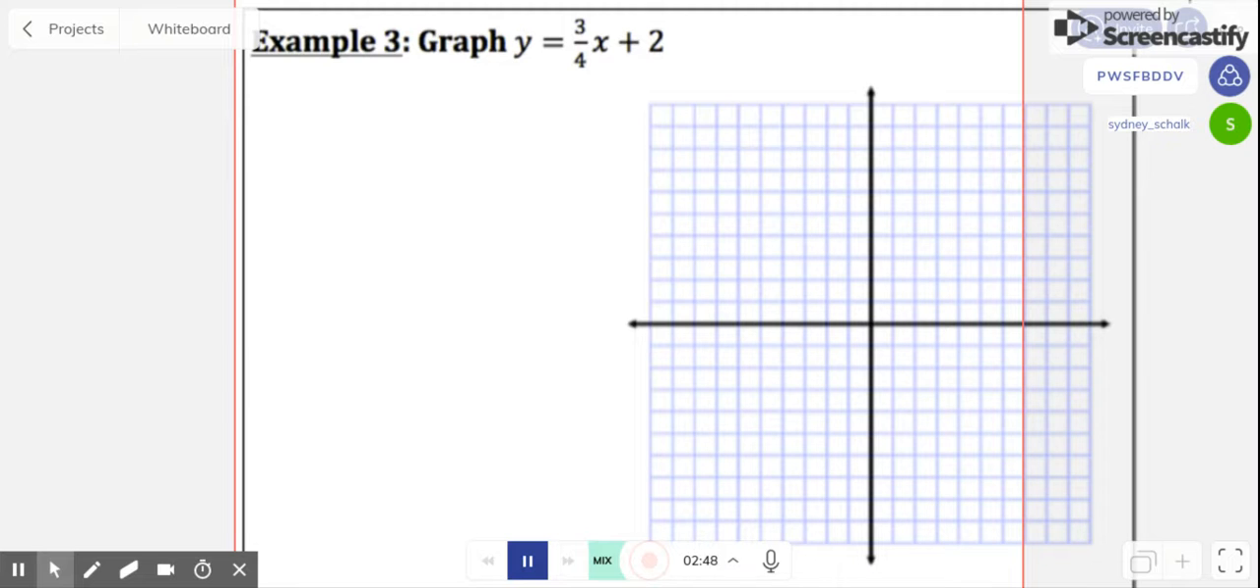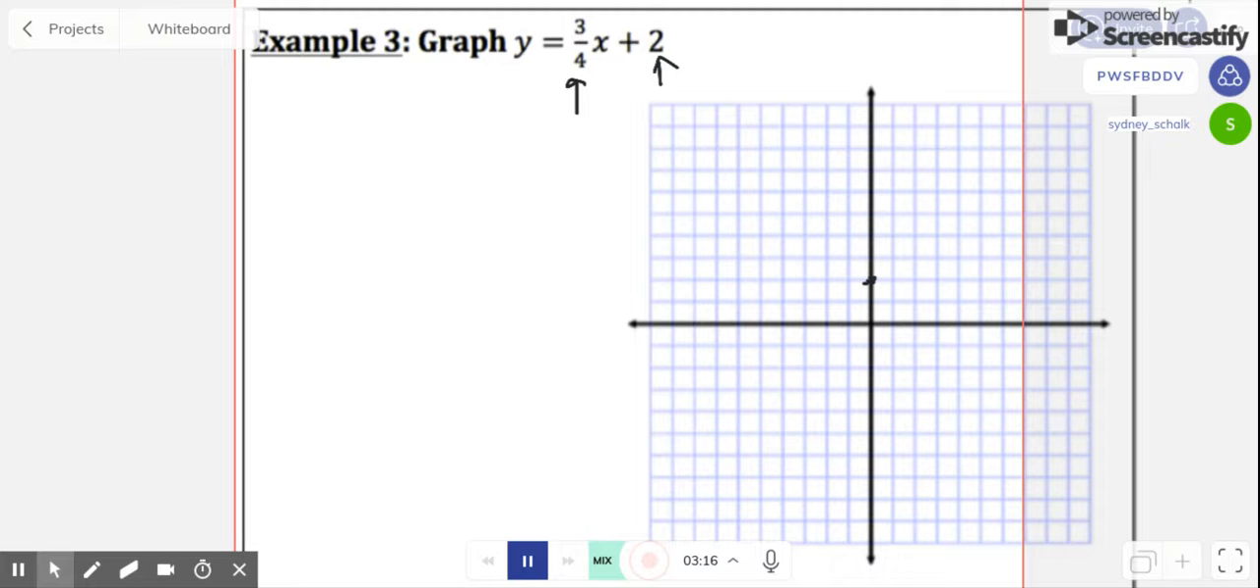So right off the bat, this first example, it's already in slope-intercept form, so we can move on. So the very first step, once again, is to look and see if my equation is already in slope-intercept form, which in this case, it already is. So from there, we know that our y-intercept is 2 and our slope is 3/4. The second step then is just plot your y-intercept, which in this case is 2. I'm going to plot it right there on the y-axis.